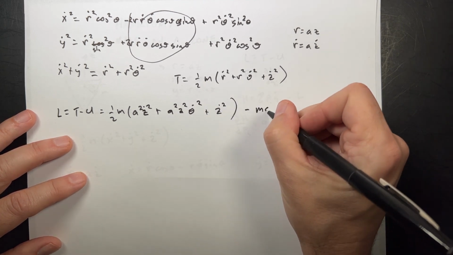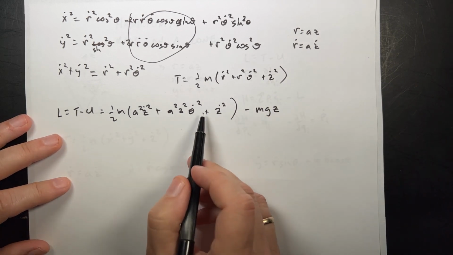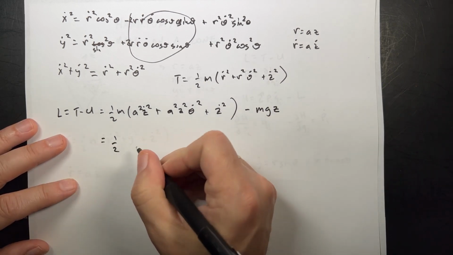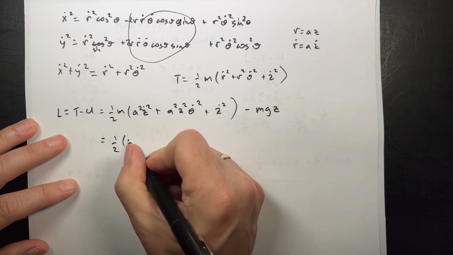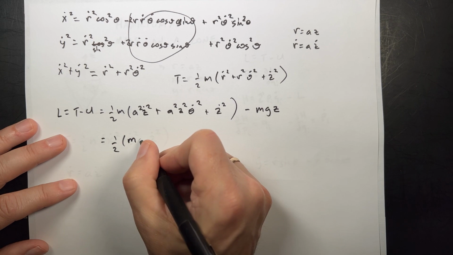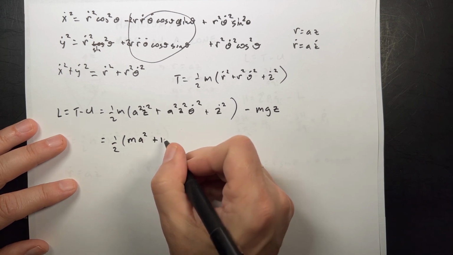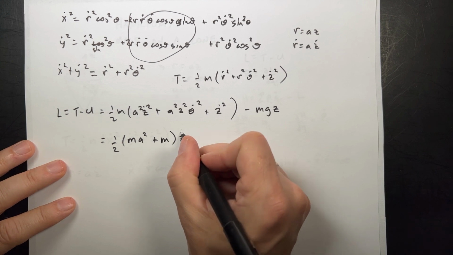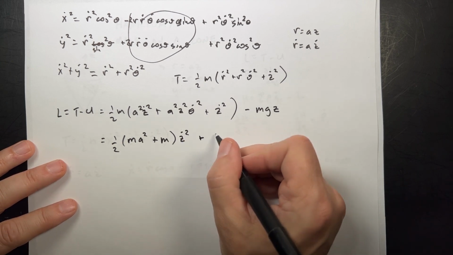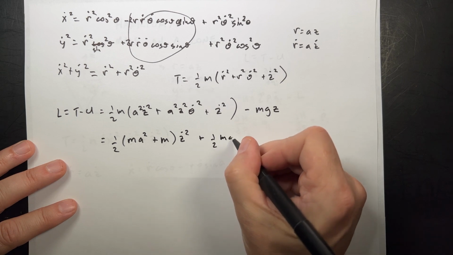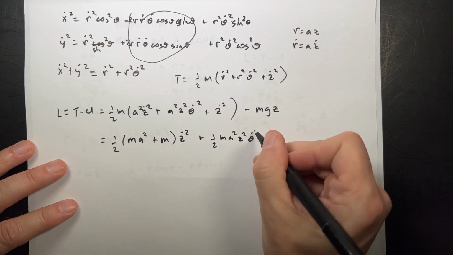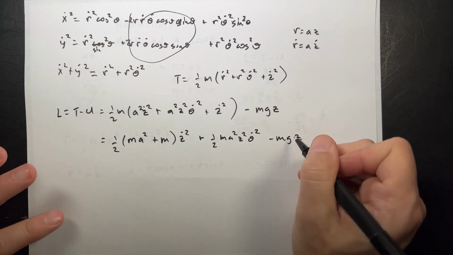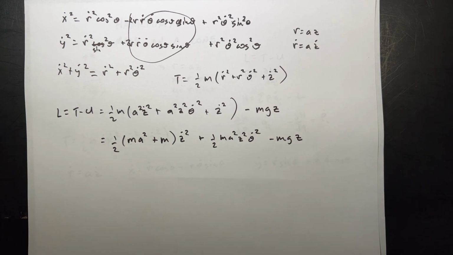minus mgz. And then we can combine these two z dot terms. So I get 1/2 m times a squared plus 1, plus m z dot squared, plus 1/2 m a squared z squared theta dot squared minus mgz. Is that right? I think that's right. Yeah. I could pull that m out, but I don't need to.